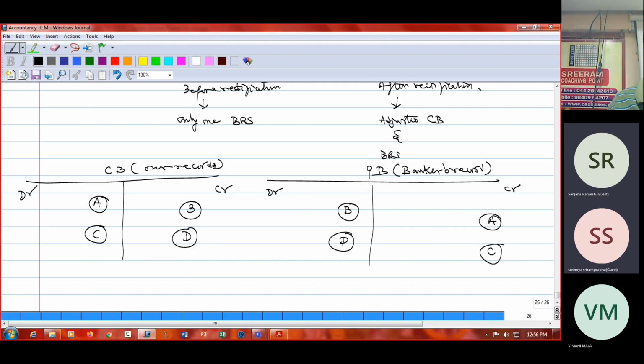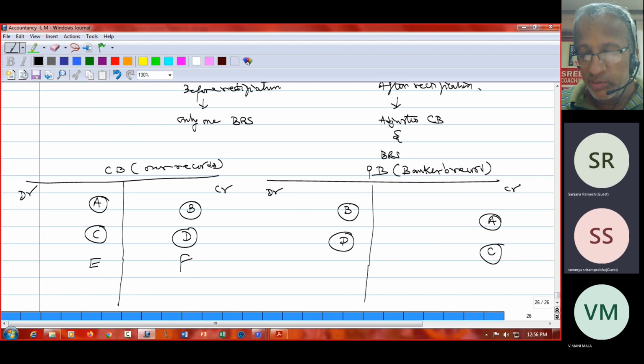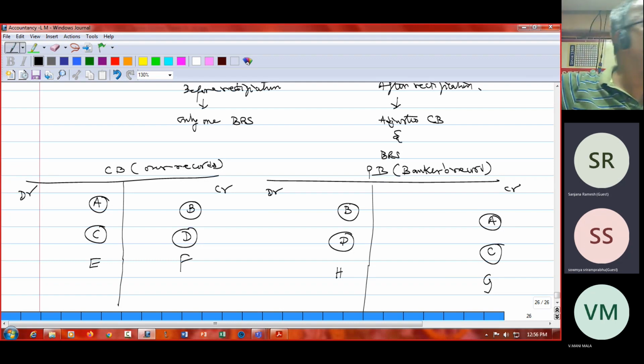An item which is placed here, not having any entry. An item F on the credit side of the cash book, not having an entry in the passbook. Similarly, an item G entered in the passbook, not finding place in the cash book. An item H, which I find on the debit side of the passbook, not having a corresponding entry in the cash book, will cause difference. I assume there is no casting error.